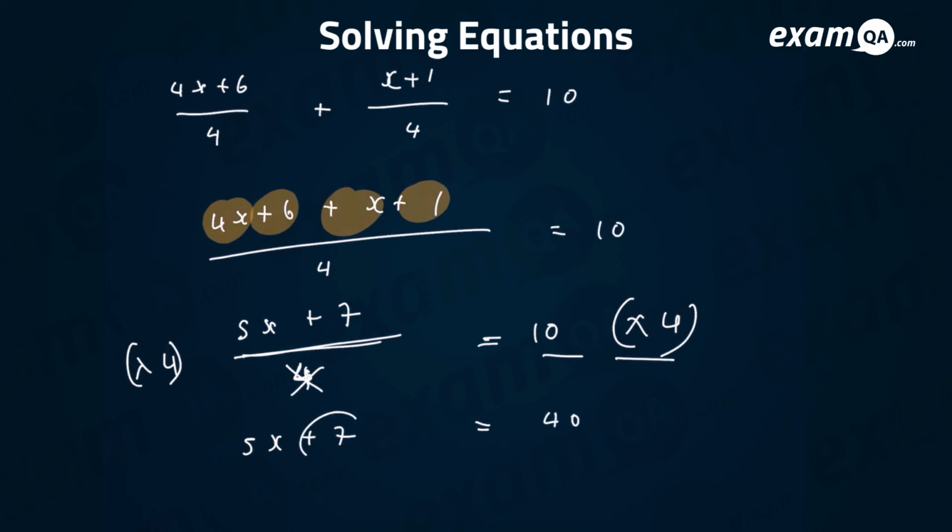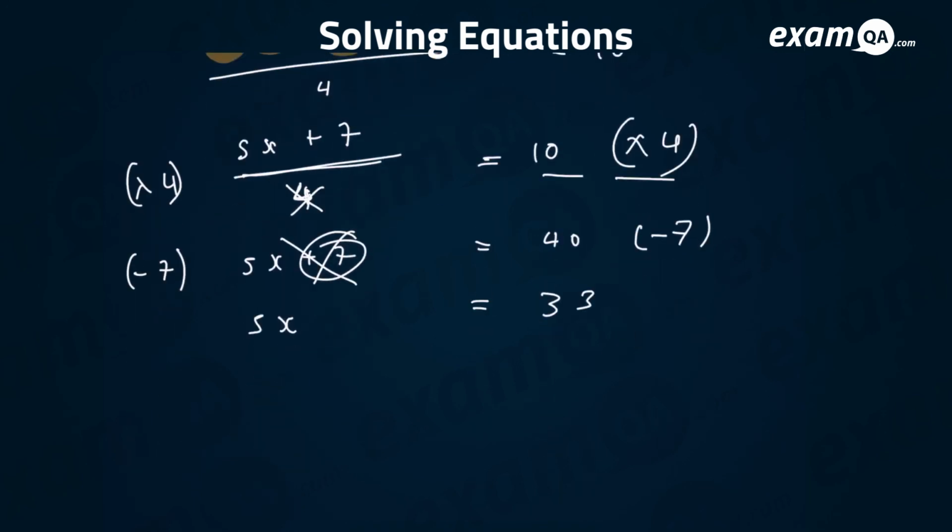We need to get rid of this plus 7. How do we do that? You minus 7 from both sides. So the plus 7 is gone now. I'm just left with 5x equals 40 minus 7 would be 33.